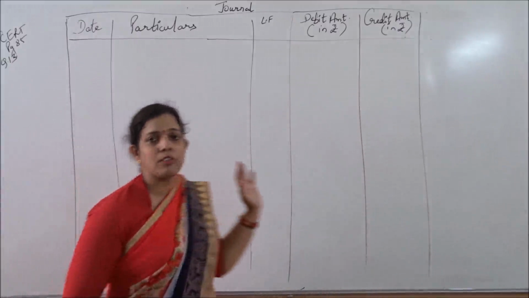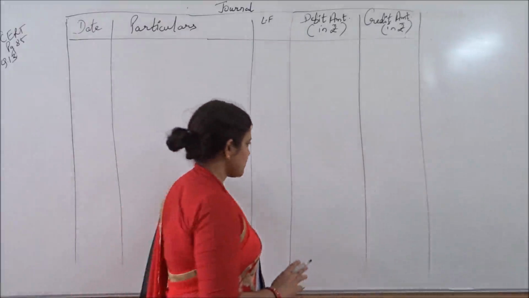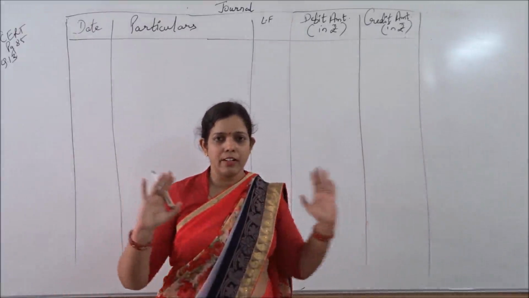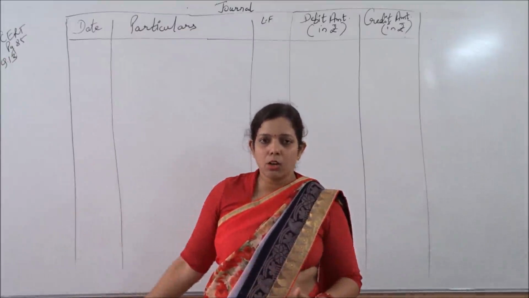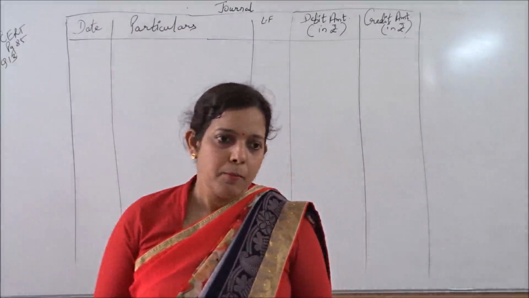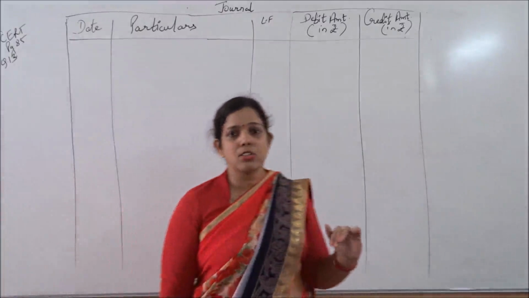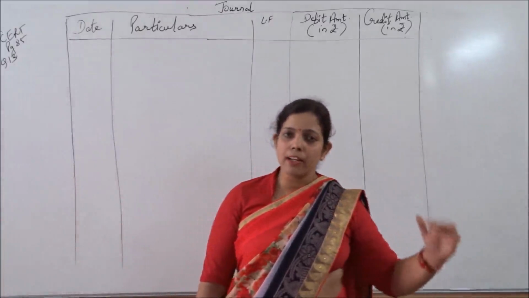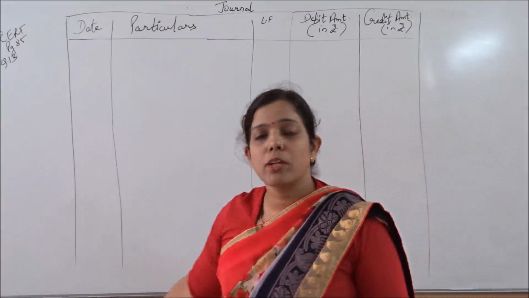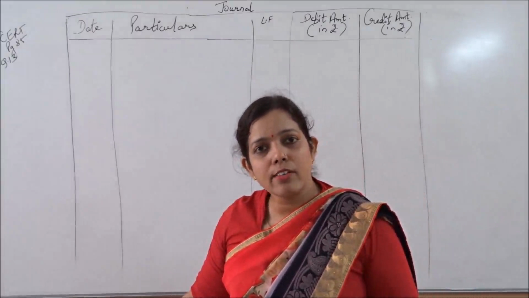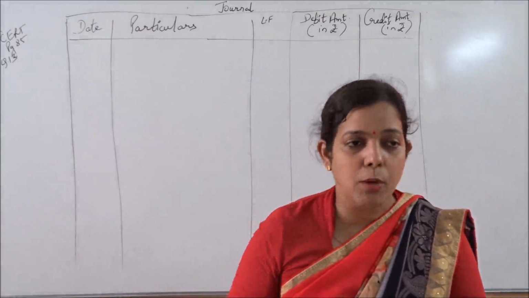Journal is also known as the book of original entry. Why is it known as the book of original entry? Because this is the first step. After bifurcating the events into economic events and non-economic events, since in accounting we want only the economic transactions, there is nothing to do with the non-economic transactions. So we record all the economic transactions in chronological order, step by step, one by one. So this is known as the book of original entry because here all entries will be recorded in a proper systematic order.